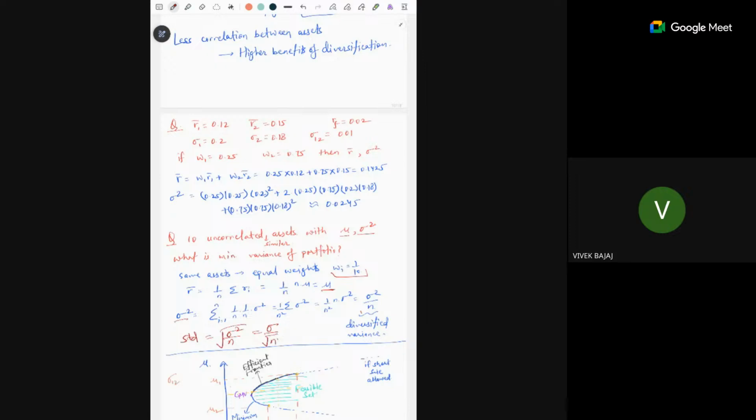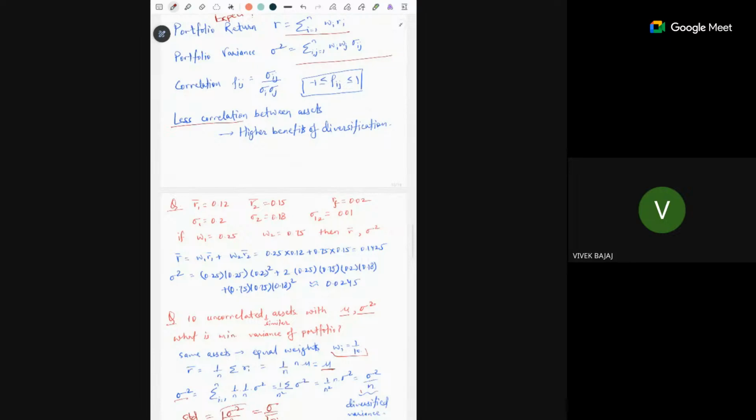That means the variation has reduced as you have included more assets into your portfolio, and these are uncorrelated. In the lectures we also did an example where we introduced some correlation between the assets, and from that we found that the reduction in variability is not as much as in the case of uncorrelated assets. So that means if there is less correlation between the assets, that leads to higher benefits in the form of diversification.